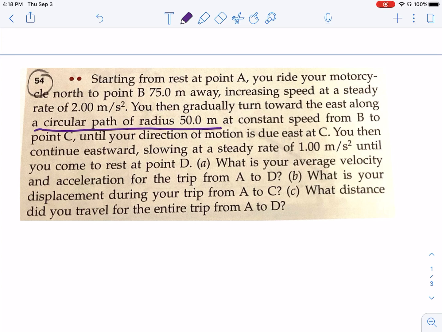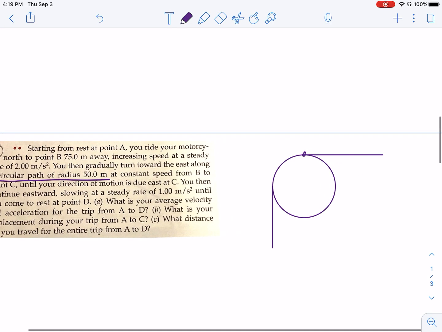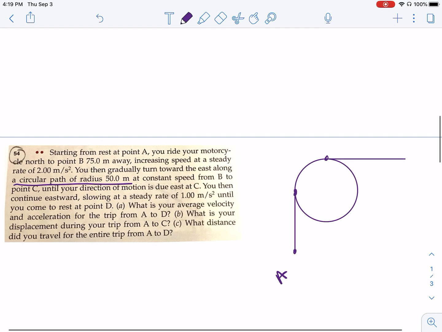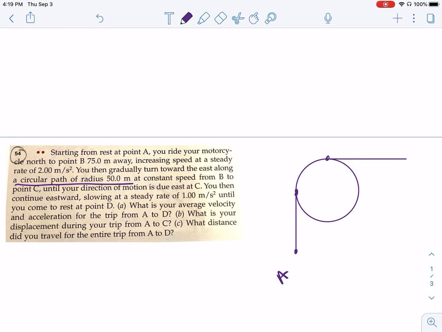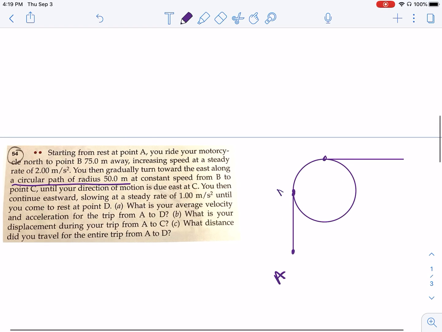Wow, there's a lot going on there. You then continue eastward, slowing at a steady rate of 1 meter per second squared until you come to a rest at point D. So I've actually taken the time to draw this in a little bit for us. So it says we start at A, and then we go north to B. So that is my north to B. And then it says you gradually turn toward the east along a circular path.